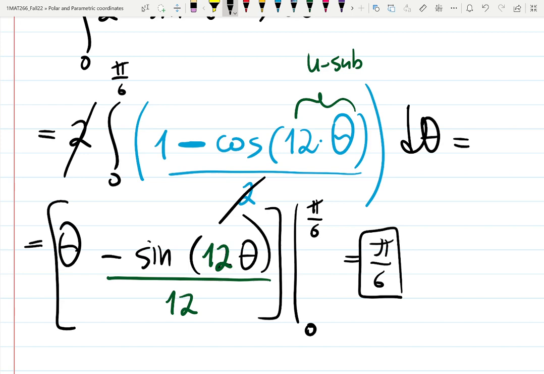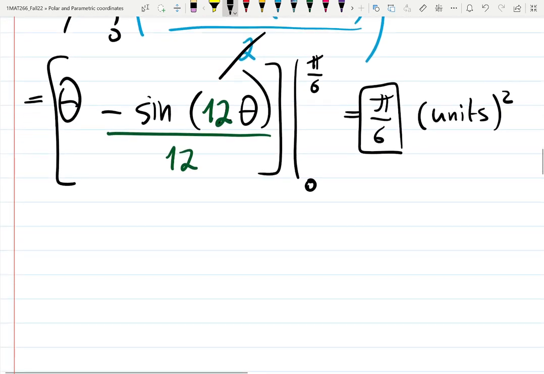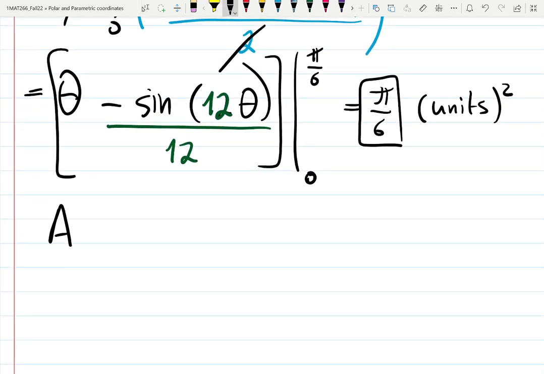One petal of the rose is only pi over 6 units. One leaf is only pi over 6 units, which is like what? 3.14 over 6, kind of 1/2. It's a little bit more than 1/2. Remember that this is area, so units squared. So it's approximately half because pi is 3.14. Half unit squared. The answer is not this.